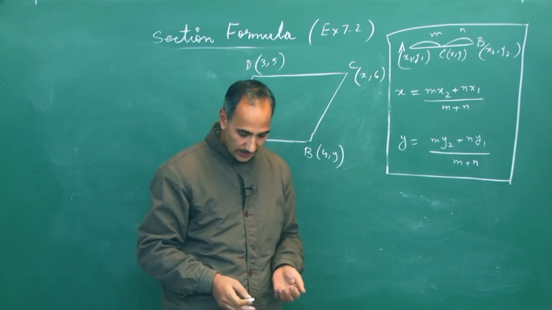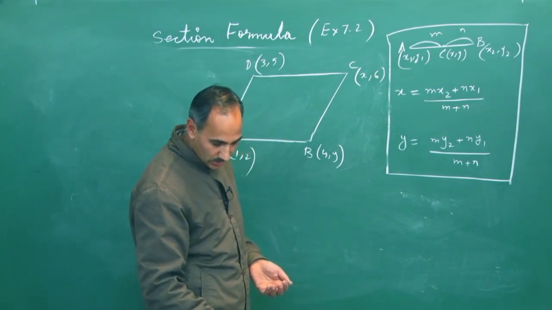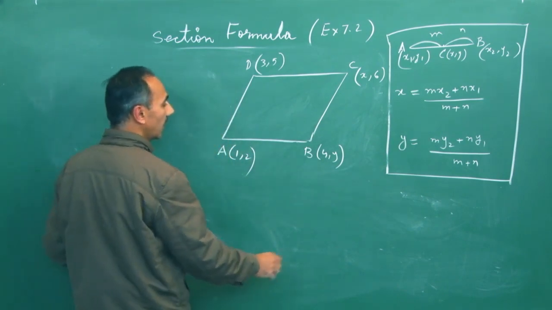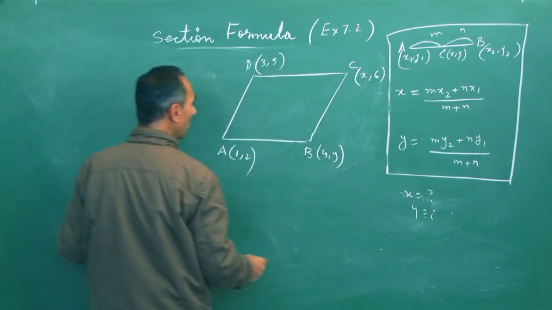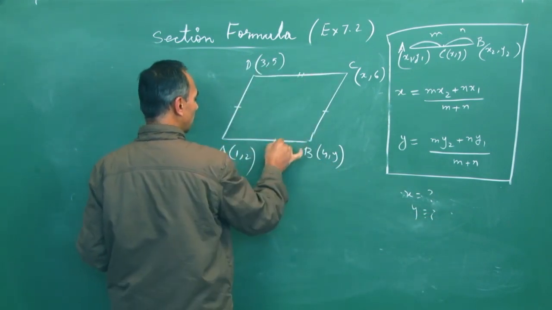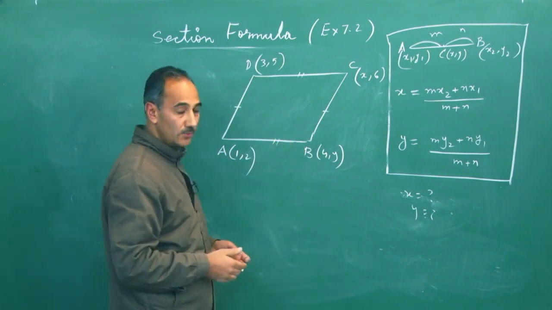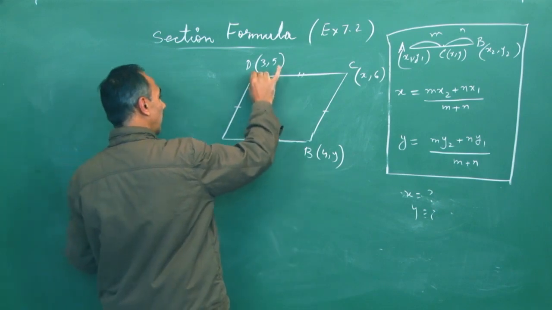Now how do we do that? This is my question 6. You are asked to find x as well as y. What is x and what is y? Since it's a parallelogram, we know opposite sides are equal. What else? We know the diagonals of a parallelogram bisect. So we'll be taking that concept.